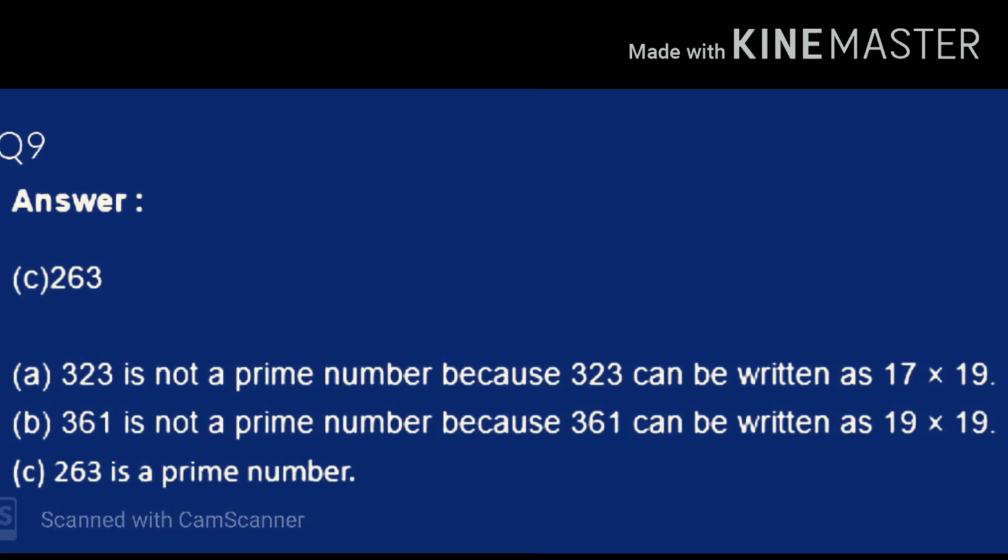So now the next question is, from the 3-digit numbers we have to say which number is a prime number. Again, 323 can be written as 17 into 19 and 361 can be written as 19 into 19. So 263 is our prime number. We can also check by checking the divisibility, by knowing the prime numbers less than 200 or 400. From there also you can check, right?